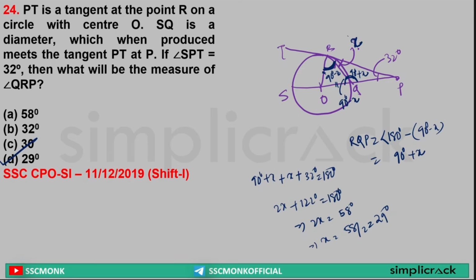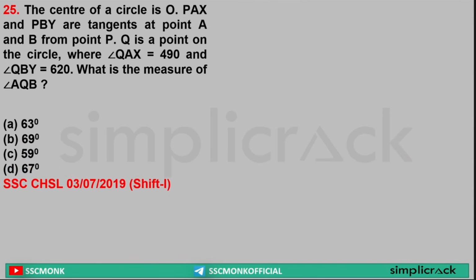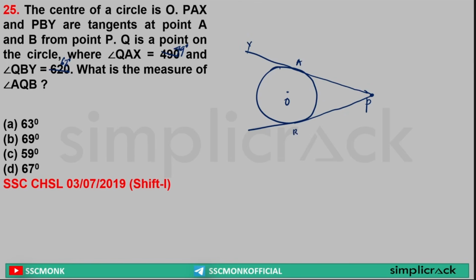Yes or no? Next. The center of a circle is O, PAX and PBY are tangents at points A and B from P. Q is a point on the circle where QAX is 49 degree and QBY is 62 degree. Now let's draw the circle properly. So this is a circle centered at O. This is a point P here, one tangent to this point here, another tangent to this point here. So this is PAX, this is A, this is X, this is PBY.